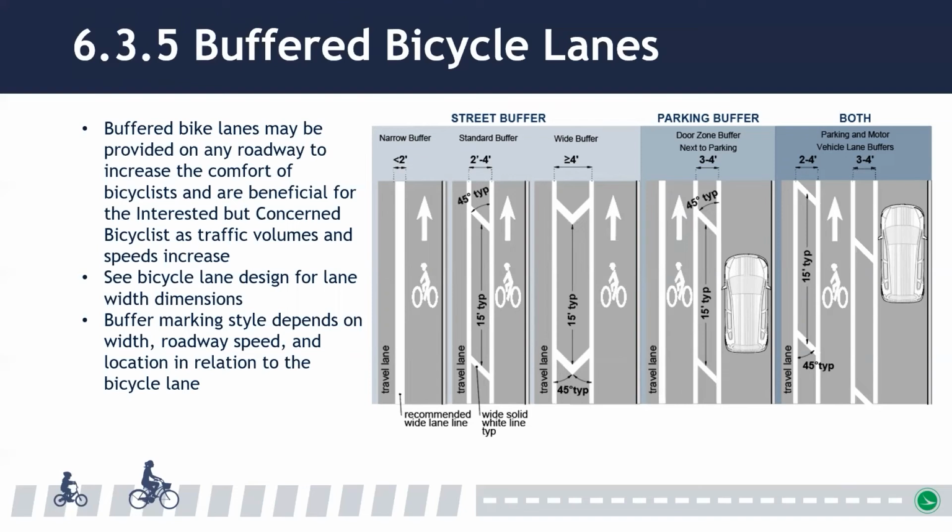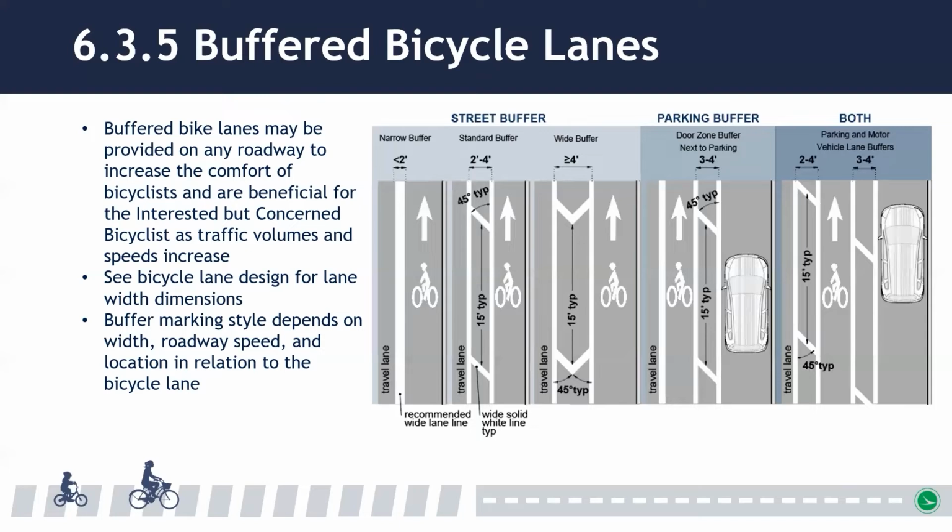Buffered bicycle lanes, or buffered bike lanes, are one-way bikeways designated for preferential use by bicyclists that are striped with a buffer space separating the bike lane from the general purpose lanes and/or on-street parking lanes to increase the comfort of bicyclists. The width of the bike lane should generally follow the guidance for bicycle lanes.